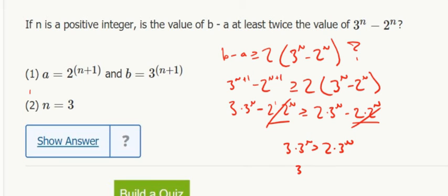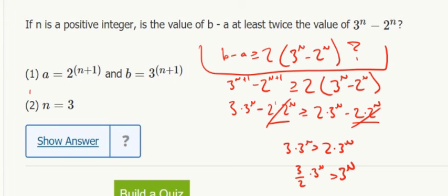Or you could say 3 over 2. So the stem here, let's keep that separate, is 3 over 2 times 3 to the n is greater than 3 to the n. I mean, that's telling us the answer then right there. That 3 over 2 times 3 to the n is going to be greater than just regular 3 to the n. So that's sufficient.